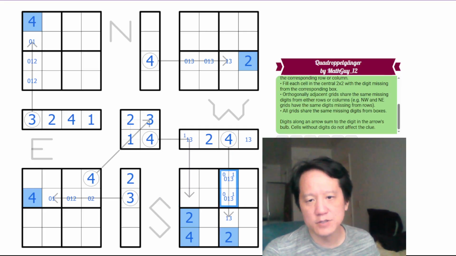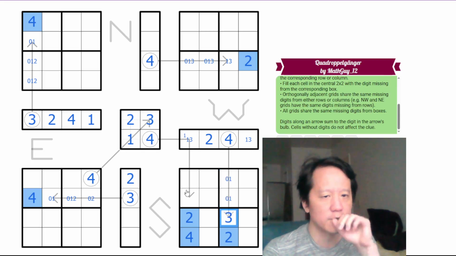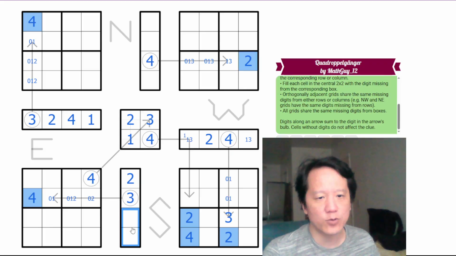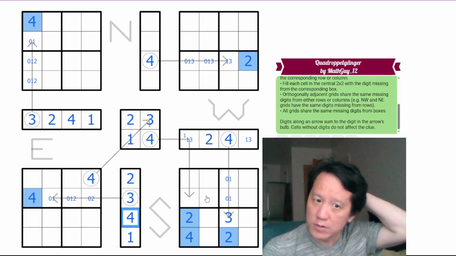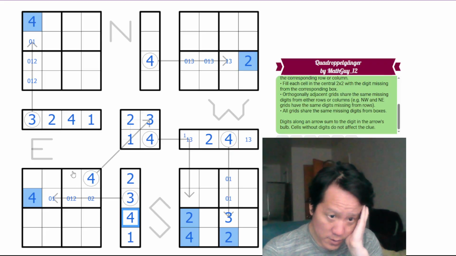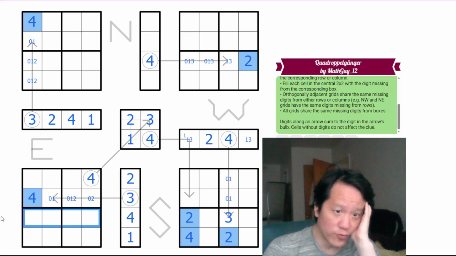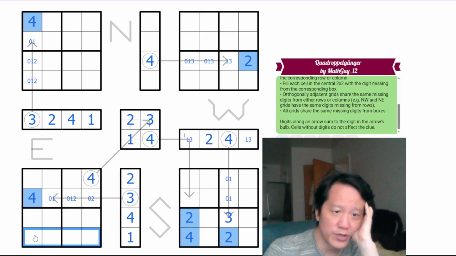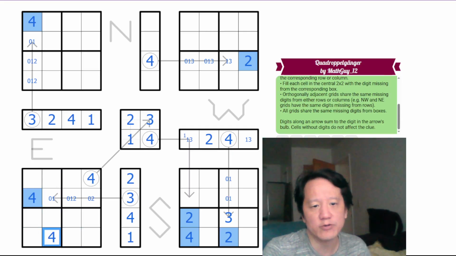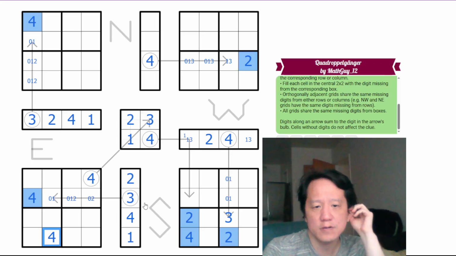Interesting. So then this would be 0, 1 as a pair, which would force this to be 3. We're missing 1 and 4 here. We cannot be missing the 4 here, so that's 1 and 4 there. We're missing 4 from here and 4 from here. So we're not missing a 4 here or here, so that would be 4 there then.